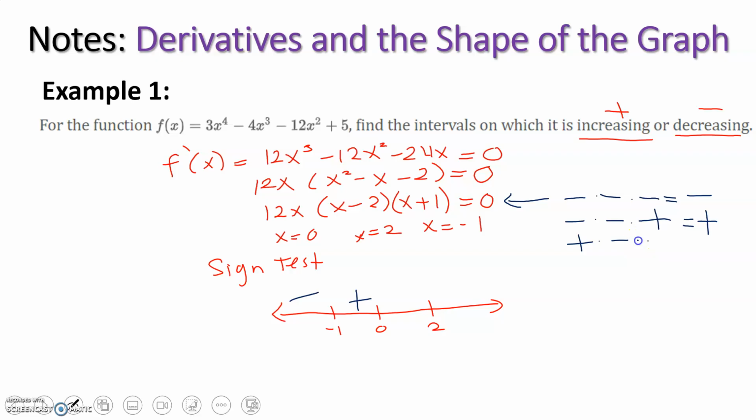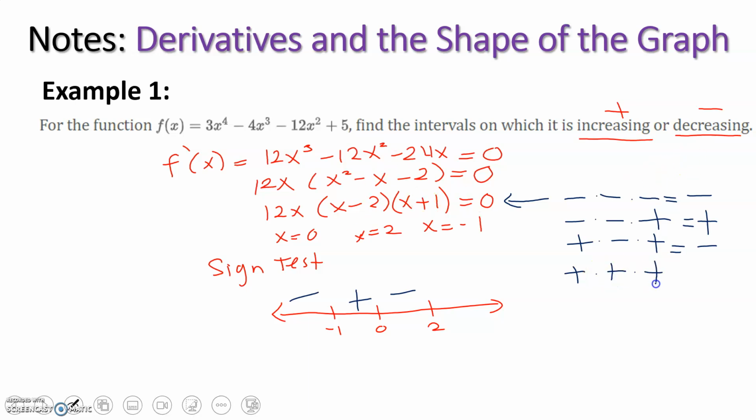And then if I pick a number bigger than 2, say 3, 12 times 3 is a positive. 3 minus 2 is a positive. And 3 plus 1 is a positive. So positive times a positive times a positive is a positive.